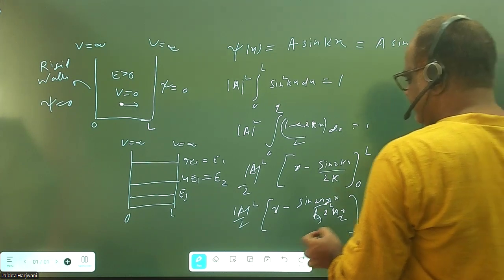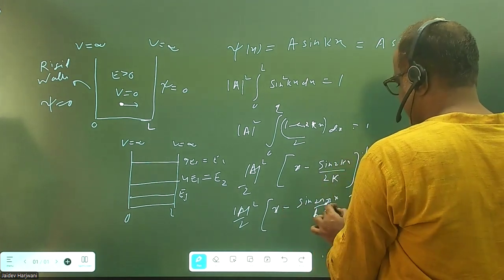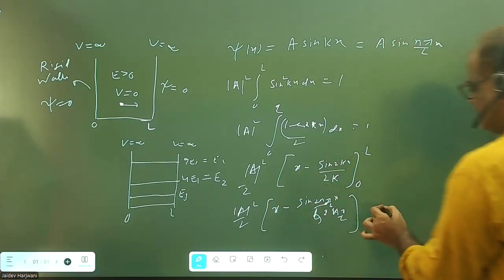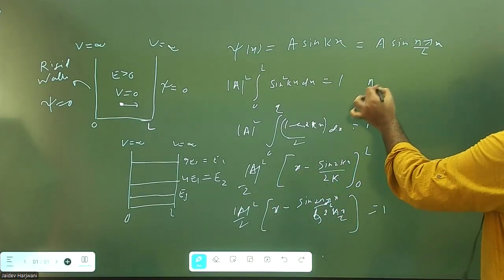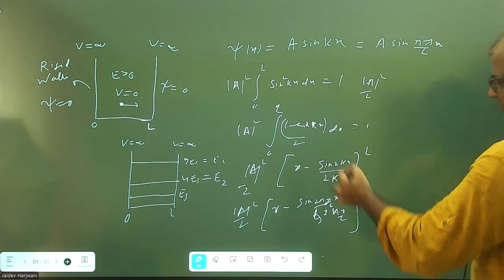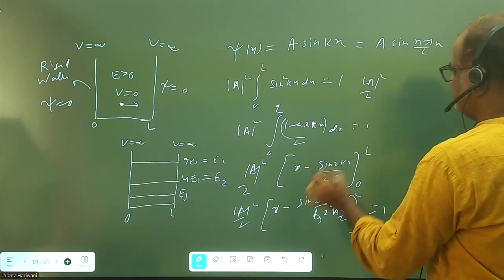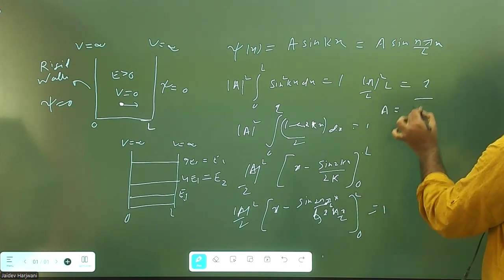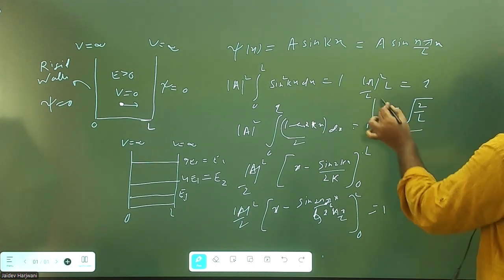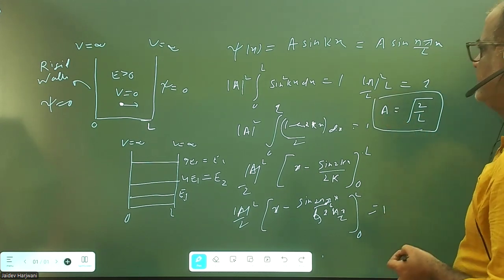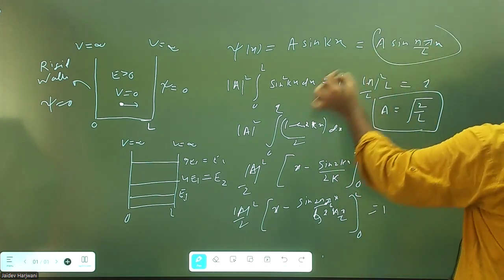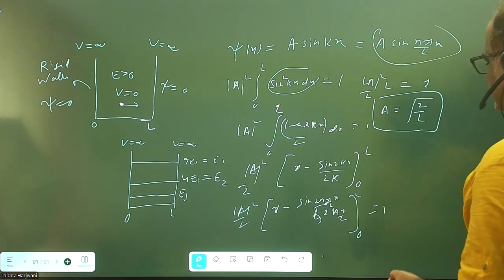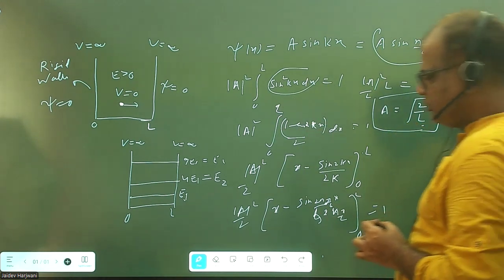Now if I take the limit here, this will be L. L cancels, so this will always be 0, and for 0 it is also 0. So this will give you only mod A square times L by 2. This is a very well-known result. If I solve this, this will equal 1, so my A will be root 2 by L. So you can use this function instead of this one, and with simple normalization you get the A value root 2 by L.